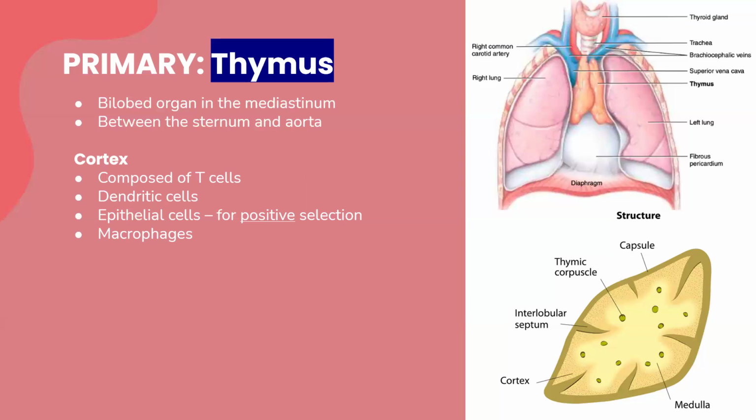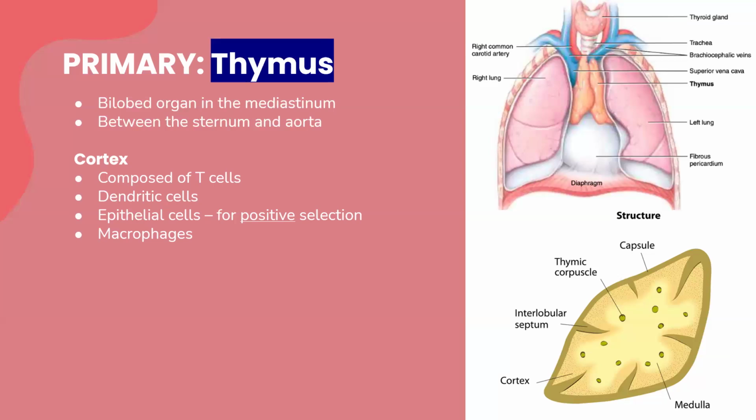The dendritic cells are derived from monocytes from the myeloid cell line. Epithelial cells are also there. So, ano ba itong epithelial cells na to? These epithelial cells of the thymus are there for positive selection. And positive selection is basically educating the immature T cells. Okay, what is that? How do they do that?